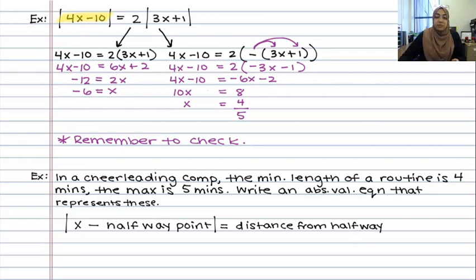And you can find that halfway point however, whether you create a number line, whether you take the average, whatever it is. So in our case, the halfway mark between 4 and 5 is 4.5. And the distance that both of these are away from the halfway mark is 0.5. So I say equals 0.5. And that is how you set up the equation given minimums and maximums using absolute value.